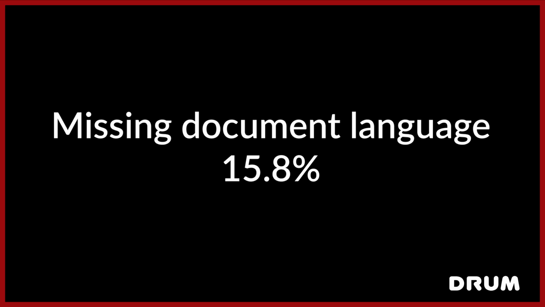Missing document language, 15.8%. This is when the language attribute, which specifies the primary language, is missing from the HTML tag. Screen readers can apply appropriate pronunciation and linguistic rules, making the text more understandable for individuals with visual impairments or other accessibility needs. Ensure the valid language code has been added to your website's HTML. In the case of English language, this should be HTML lang equals EN, for example.